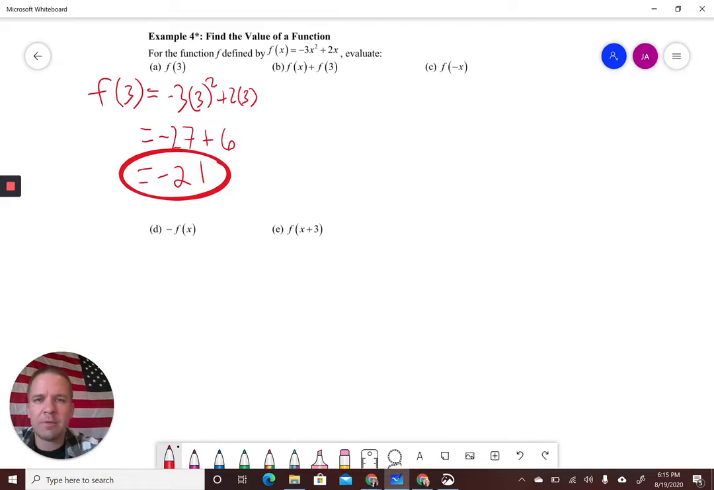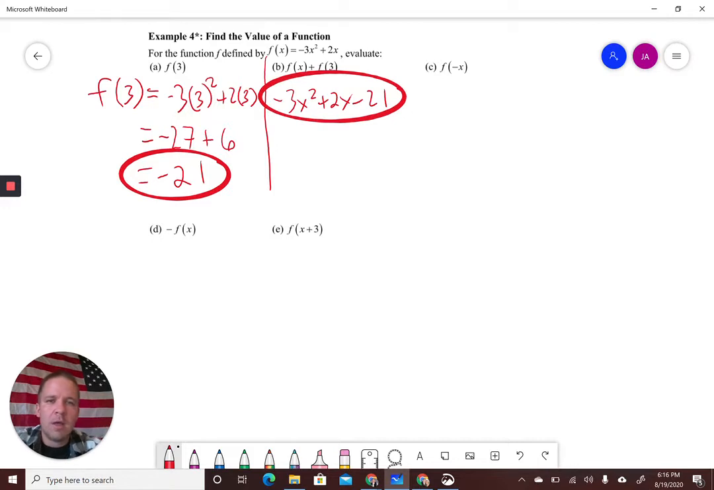All right. The next one here is f of x plus f of 3. Well, f of x is just negative 3x squared plus 2x, and we just evaluated f of 3, right? Wonderful. Minus 21. And that's what that one would be right there. Cool. All right. F of negative x. So I'm going to throw in negative x for all my x's.